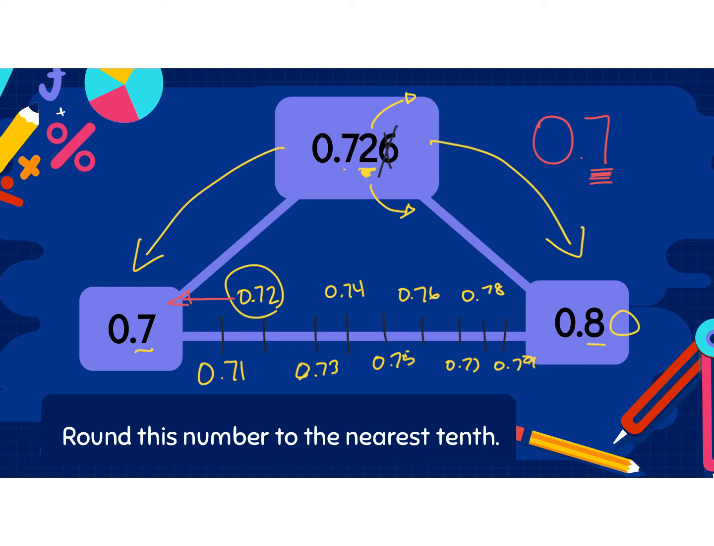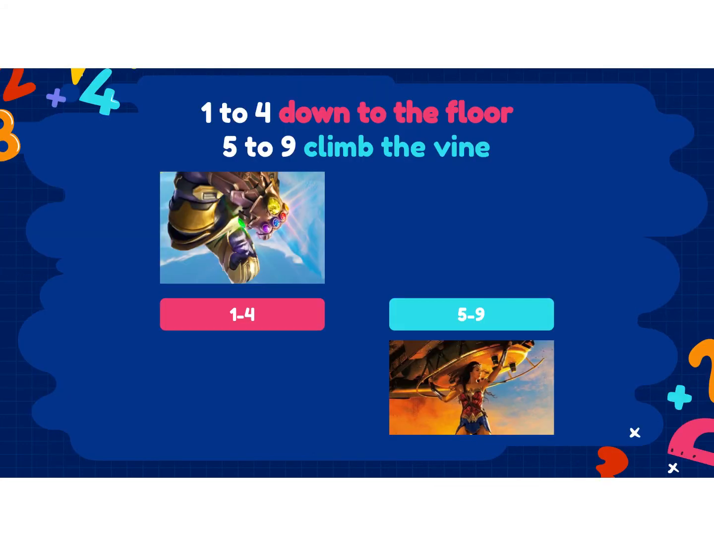If we're rounding to the nearest tenth, there will be nothing in the hundredths or the thousandths or the 10,000ths. We remember from younger grades, if a number is 1 to 4, you round down to the floor, or Thanos punches that number down to the floor. If the number is 5 to 9, you climb the vine, or Wonder Woman throws the value up. Remember that little trick, 1 to 4, down to the floor, 5 to 9, climb the vine.